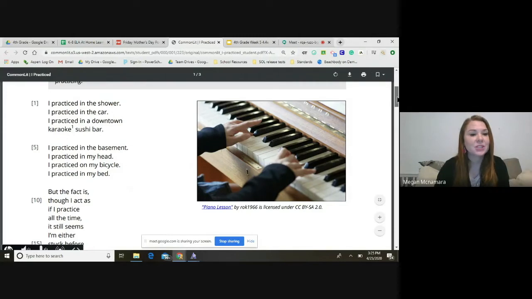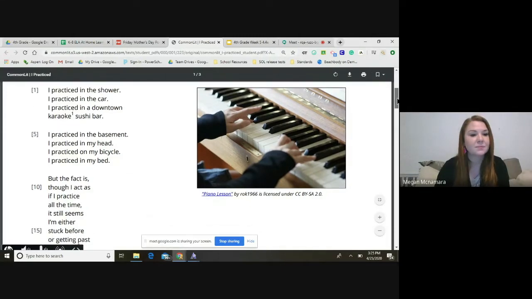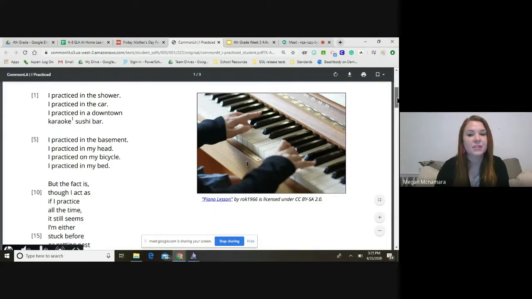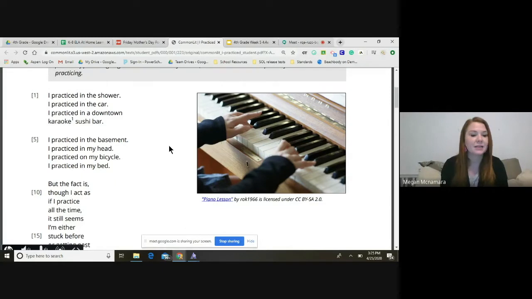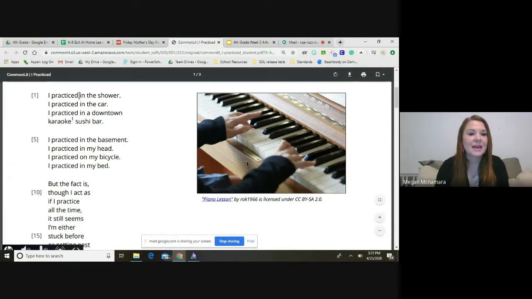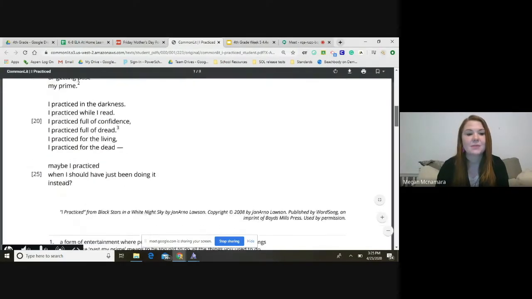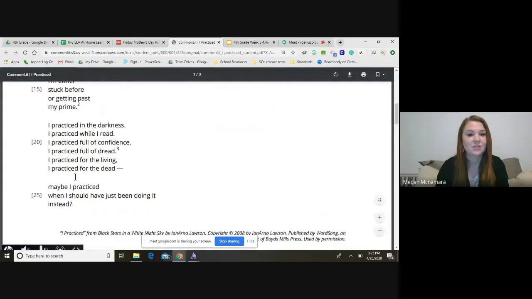Now, our repetition is pretty obvious, but I want you to look for it first in the poem, and then we will talk about it. So look for the repetition in this poem, the repeating of lines. Okay, so you should have noticed that in these lines, over and over again, it states, I practiced, I practiced, I practiced, right? So that is our example of repetition for this poem.